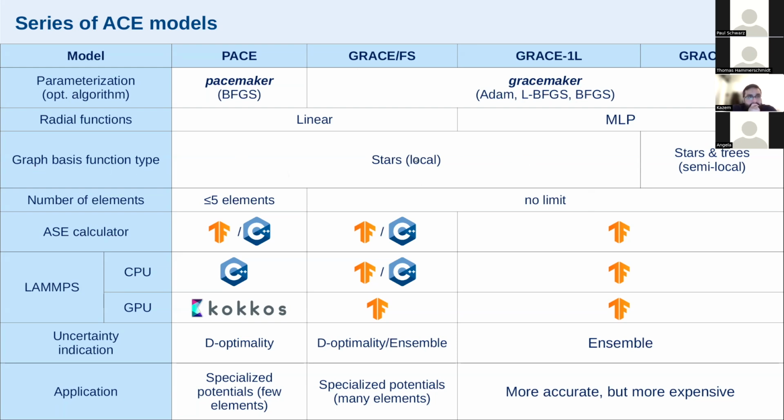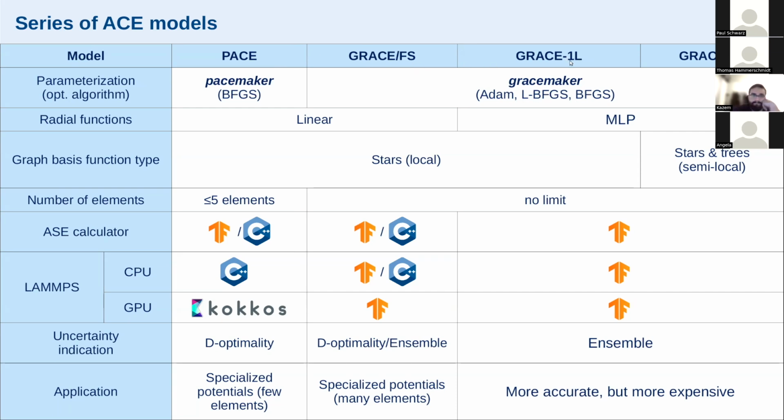So the first model in a row that we will cover today is the Grace FS model, which is just an extension of PACE towards multiple elements, and it's the closest one. We use a very similar C++ backend to run these models, which also supports the same type of uncertainty indication, like the optimality, for example, but it can be used for multiple elements. We will see today an example for a high-entropy 25-element dataset parameterized with this Grace FS.